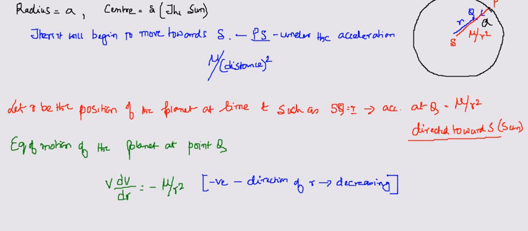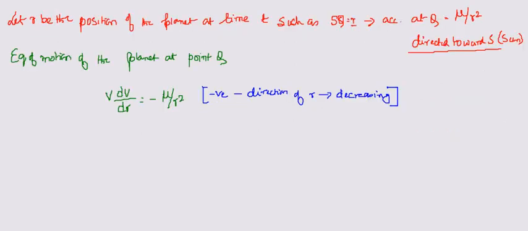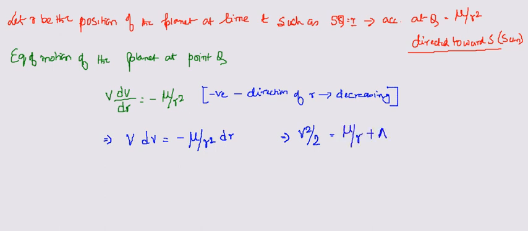So we can simplify it, writing v dv equals minus mu by r square dr. Now integrating both sides, we find v square by 2 equals mu by r plus A. Now what is A? A is nothing but a constant.